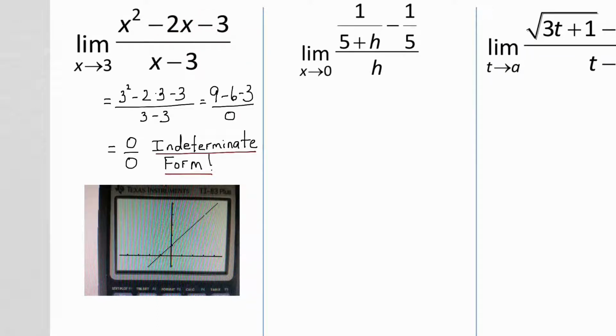So as before, we could use substitution to evaluate, and if we do that, we substitute x equal to 3 into each of the polynomials, we see we end up with 0 over 0. 0 over 0 is called an indeterminate form, and what that means is we have no idea what the limit is. The limit really could be anything.